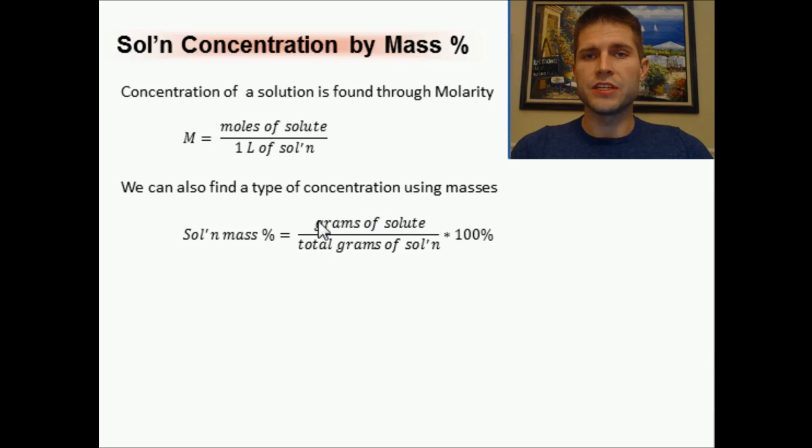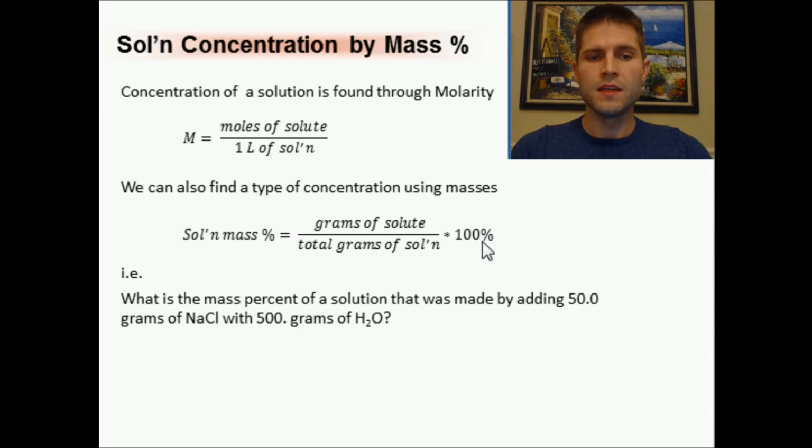This is much easier to calculate than to find the volume of solution, because remember, volume is not additive all the time, but mass is. So this is a more accurate way of calculating concentration. We need to find the grams of solute, and we need to find the total grams of solution. Then we multiply that number by 100% and we get our solution's mass percent. So let's look at a quick example, and then that'll be it for this video.